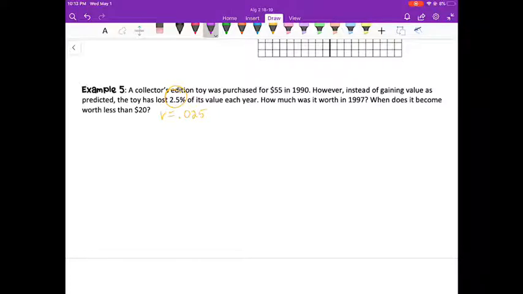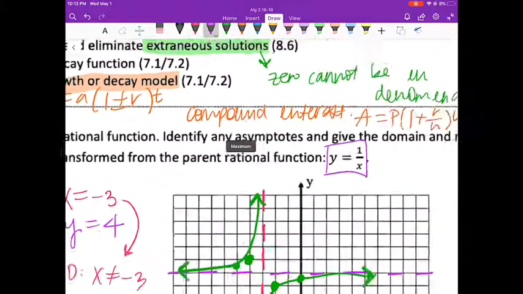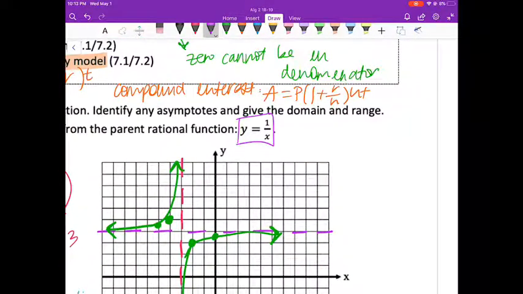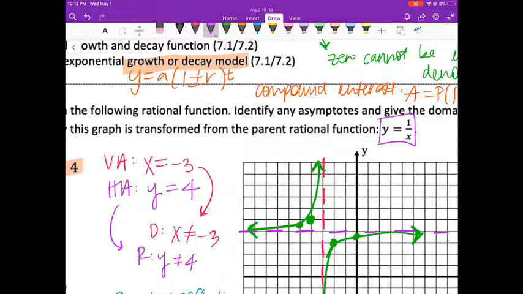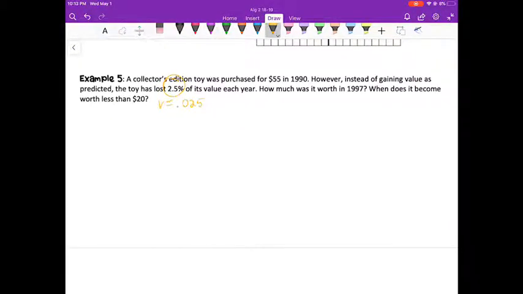So since we are just dealing with exponential decay, we are not talking about compound interest. We don't need to use our compound interest formula. We only need to use our general growth or decay model. Now, since we are dealing with decay because it's losing value, we are going to take 1 minus that rate in our parentheses. So we have y equals a, where a is your initial amount, times 1 minus your rate raised to the t power.